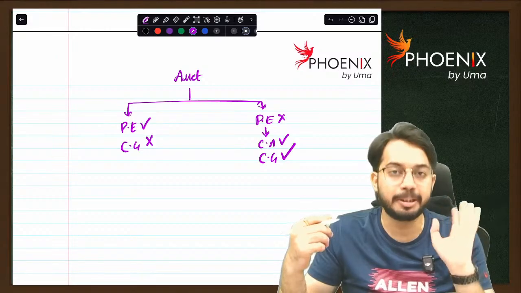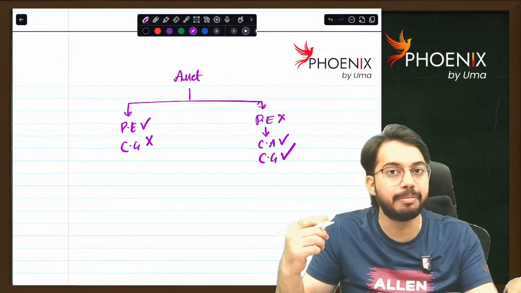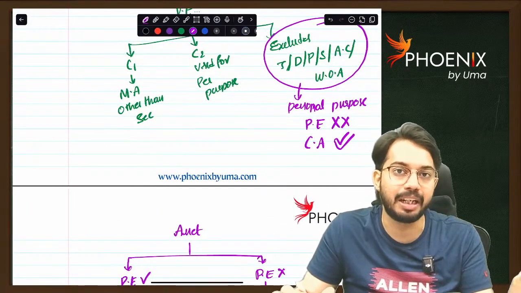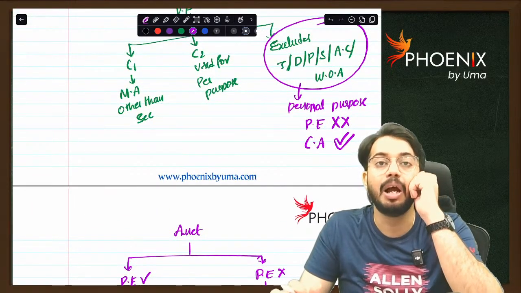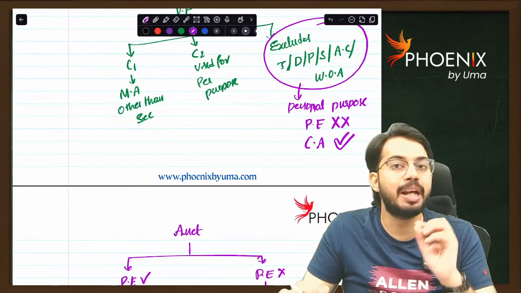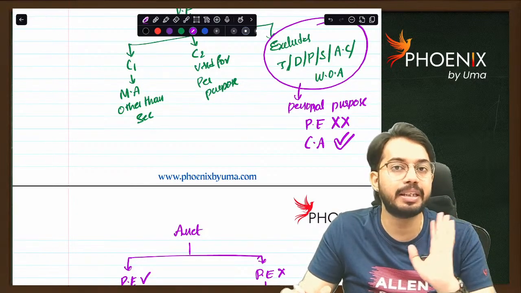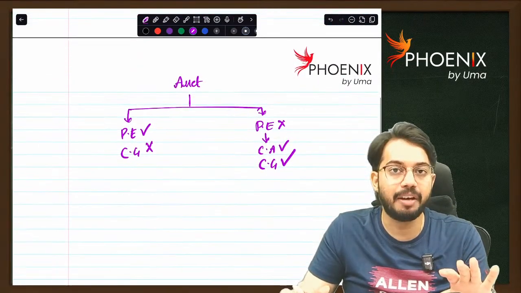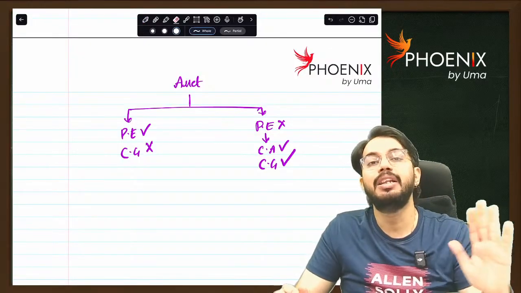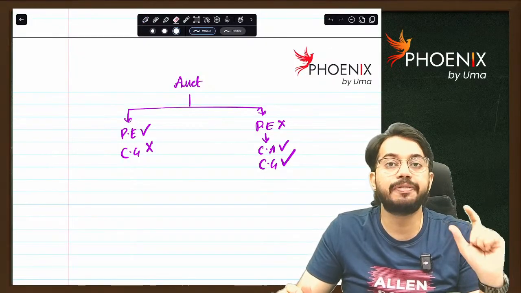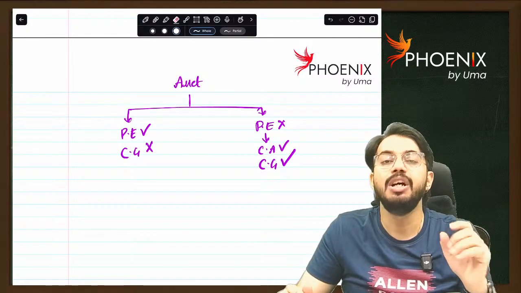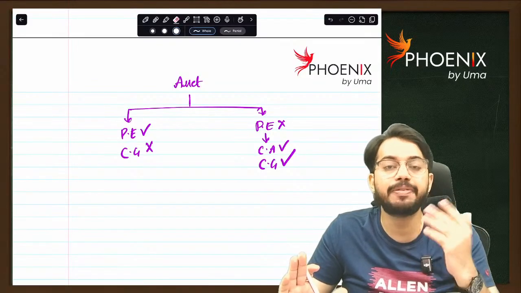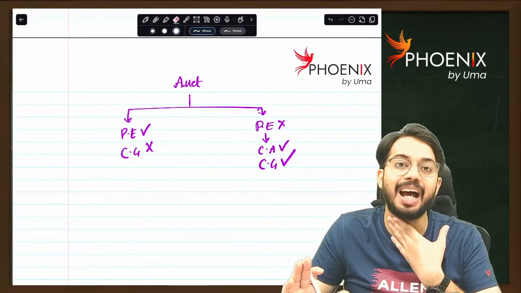So to call any asset a personal effect, first of all, that asset should be a movable asset. It should not be a security. It should not be an immovable asset. Next, that movable asset should be used for personal purposes of the assessee, and it should not be jewelry, drawing, painting, sculpture, archaeological collection, or work of art. Are you able to understand? So that we call a personal effect. If an asset is a personal effect, then no capital gains will arise on its transfer. If the asset is not a personal effect, then it will be treated as a capital asset. On transfer of such capital asset, capital gains will arise. Are you able to understand?